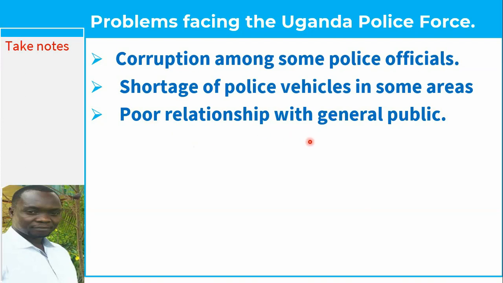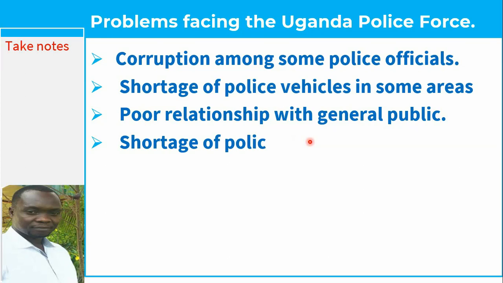I mentioned this problem, poor relationship with general public. This is the very big outcry in Uganda. There is a poor relationship between the general public and the police, and that makes the work of the police very difficult because people are not able to cooperate with the police in order to stop crime. But the Department of Community Policing is working hard to make sure that this problem is completely eradicated.